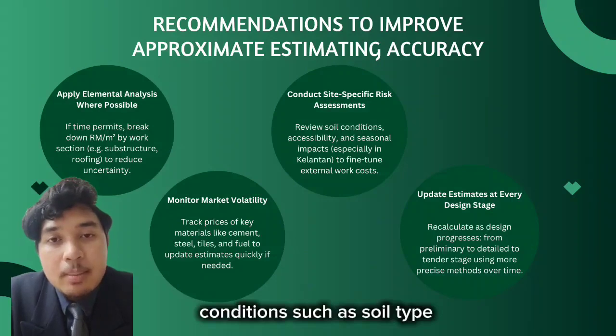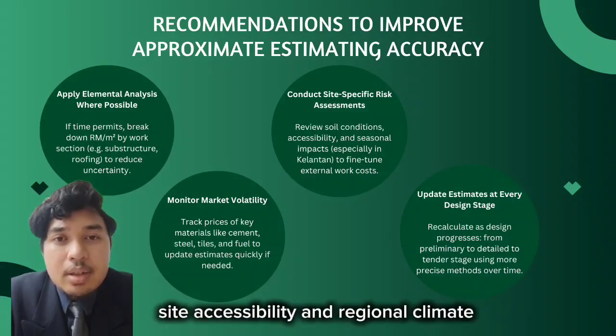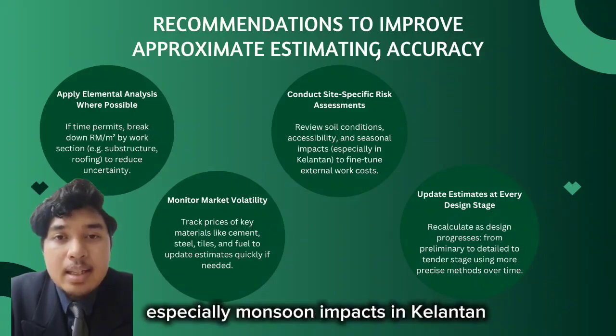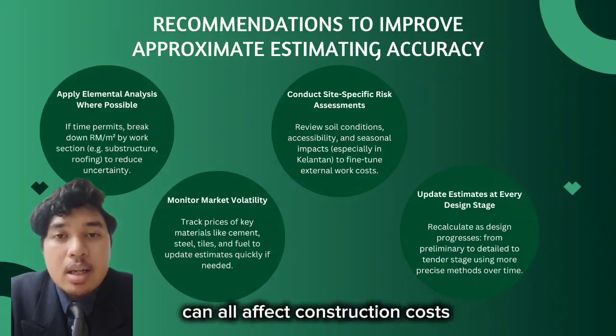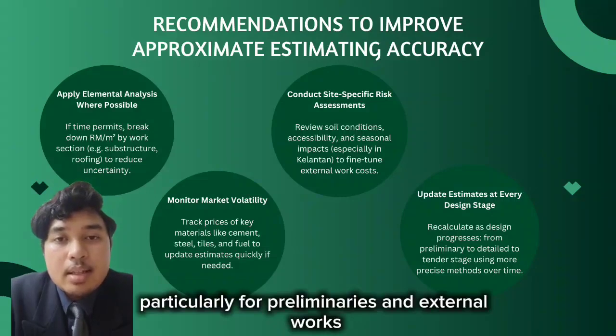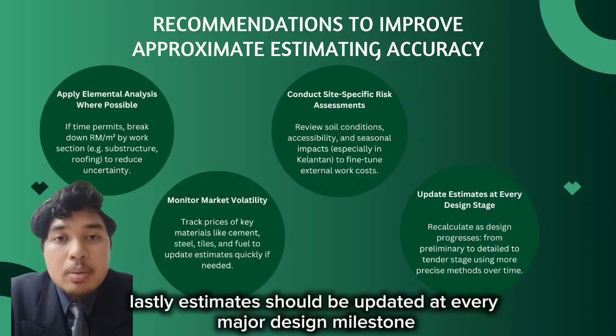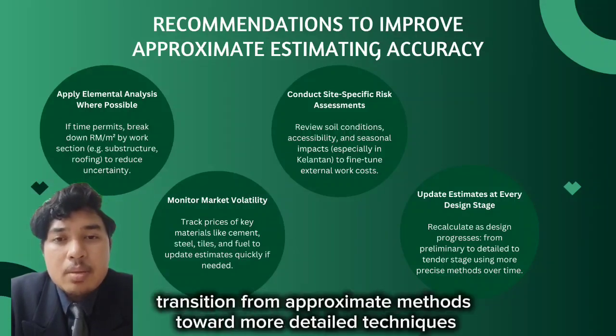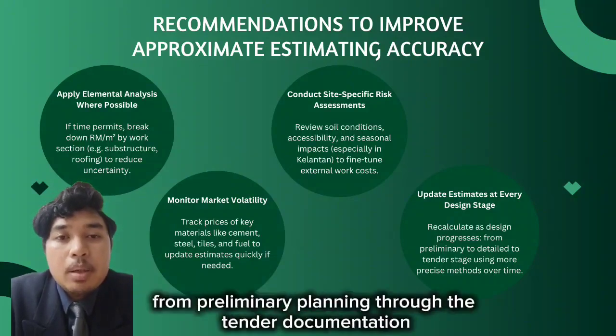Conditions such as soil type, site accessibility, and regional climate, especially monsoon impacts in Kelantan, can all affect construction costs, particularly for preliminaries and external works. Lastly, estimates should be updated at every major design milestone. Transition from approximate methods toward more detailed techniques as the design evolves from preliminary planning to the tender documentation.